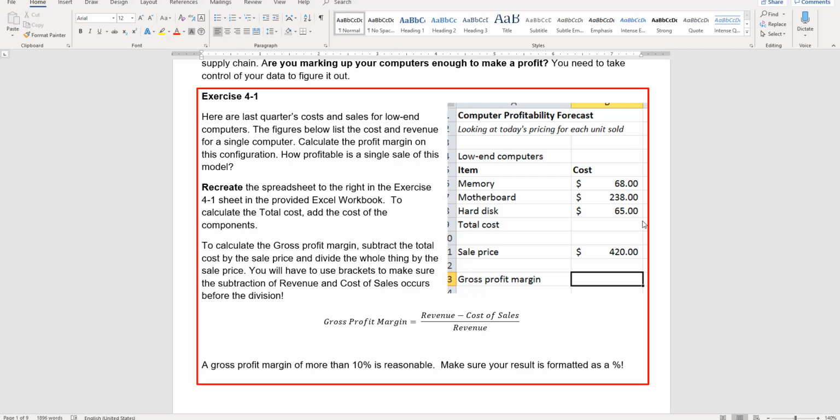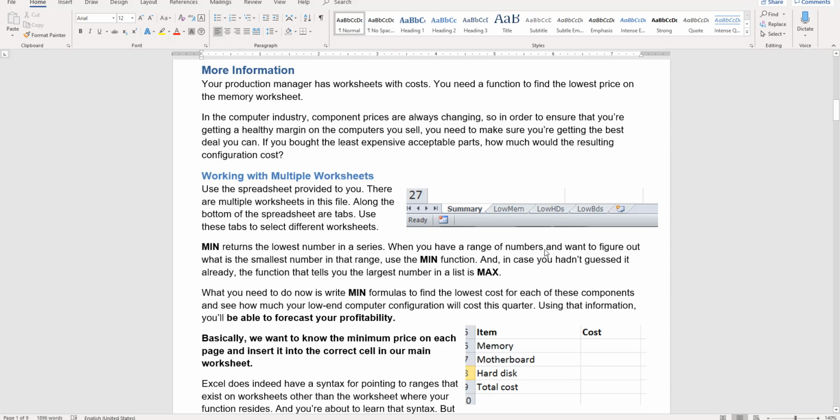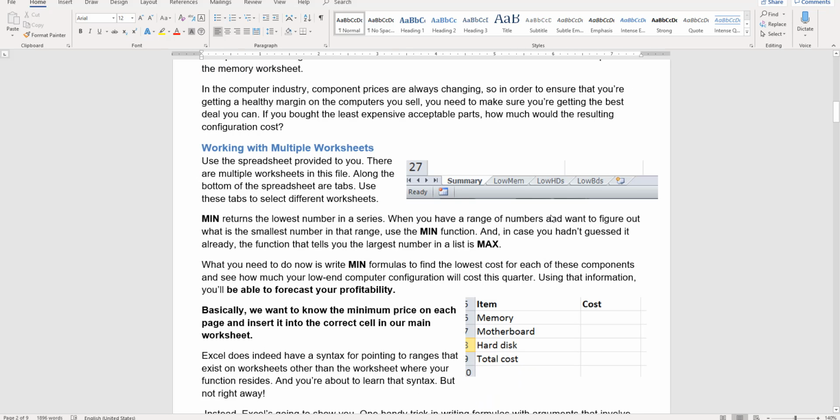Once you've got this one done, we'll move on down here. The next one's going to be almost the same idea, but it's going to involve more data, and it's going to get you to pick the lowest price. You might have something like this where every day you get an update on the lowest memory prices, the hard disk prices, and BDS stands for the motherboards, okay? So you've got to put these three components in, just like we did before. Now, you've already used the min and the max functions. Obviously, we're looking for the min here.